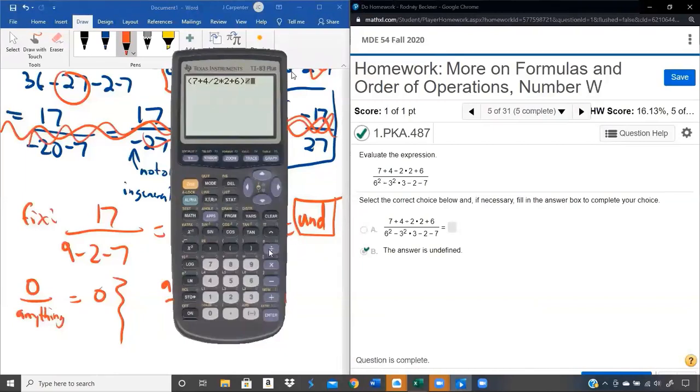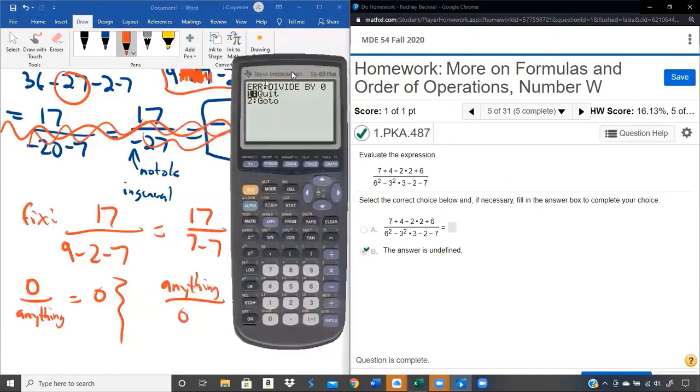Now the fraction bar, you have to do another division. So this is counting as that fraction bar. Fractions are divisions. Then to do the bottom, I have to know to open another parentheses. 6 squared minus 3 squared times 3 minus 2 minus 7. We close our parentheses and we hit enter. And it says error divide by 0. So error divide by 0 means it's undefined. They're telling you that that problem was going to divide by 0, which is why the answer is undefined.